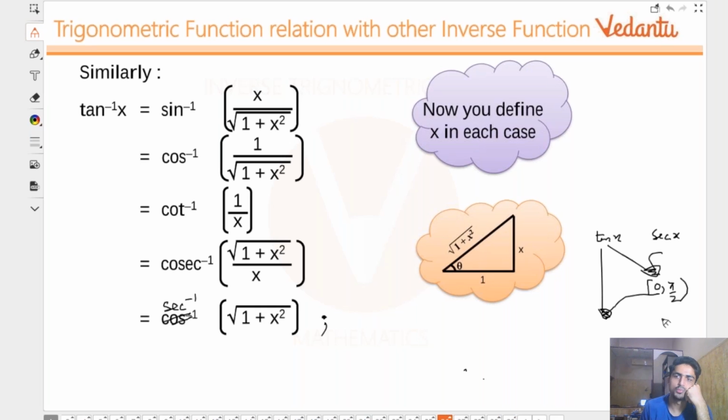Closed, open. You need to remember the principal domain, beta. Without that it will not happen. If you don't remember the principal domain, then it is an issue. Minus pi by 2 to pi by 2. And this is 0 to pi except pi by 2. So the common part is 0 closed, pi by 2 open. So guys, what is the condition? Tell me now.